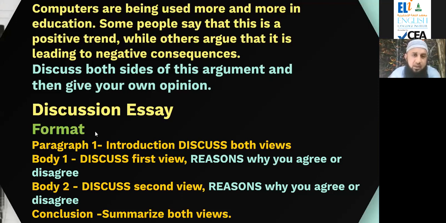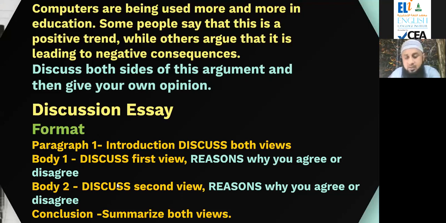The format should look like this. Introduction, where you discuss both views, rephrase them. Then body paragraph 1, discuss the first view. Reasons why you agree or disagree with this first view, you must write your reasons also, what you believe. Body 2, discuss the second view. Reasons why you agree or disagree with the second view. So you have to write your personal reasons about that. And then conclusion, that summarizes both views.